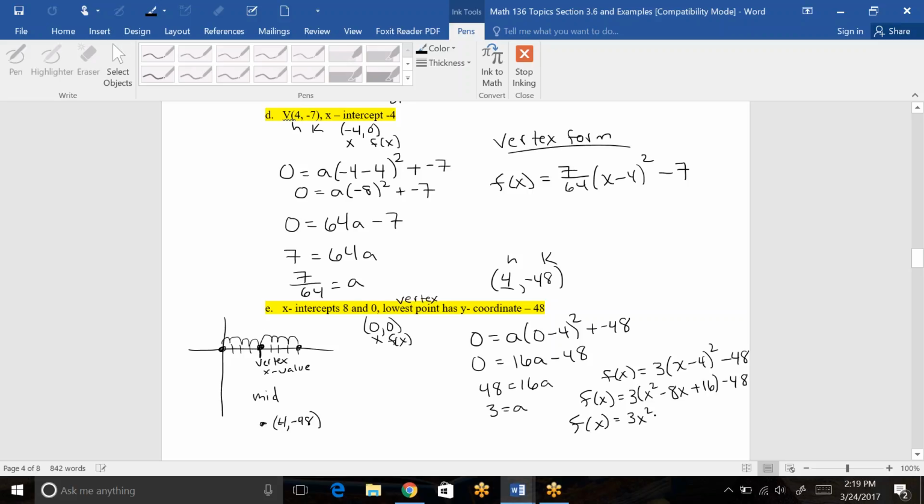We distribute the 3. And notice at the end, our 48s are going to cancel out because they're opposite signs. So my final answer on this one is just 3x squared minus 24x. So that is how you take general information about a parabola like the vertex and a second point, and you can turn it into vertex form by finding A, and then turn that into standard form by simplifying.